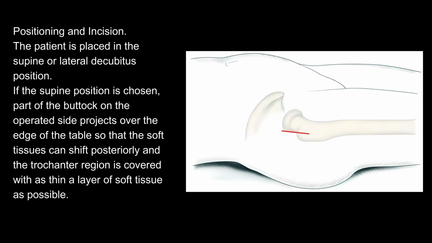Positioning and incision. The patient is placed in the supine or lateral decubitus position. If the supine position is chosen, part of the buttock on the operated side projects over the edge of the table so that the soft tissues can shift posteriorly and the trochanter region is covered with as thin a layer of soft tissue as possible.